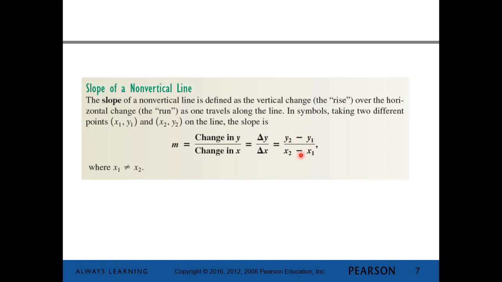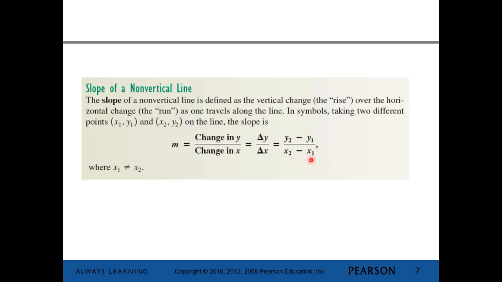So slope is y2 minus y1 divided by x2 minus x1. Okay, now another thing to realize is that I could switch these around. I could do y1 minus y2 as long as I switch the bottom as well. Okay, and I would have to do y1 minus y2 over x1 minus x2, and I'll get the same answer.